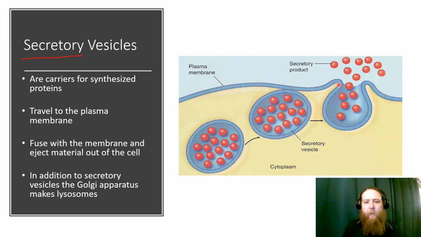So this can be used to get rid of wastes, to put proteins into the bloodstream. Like when you're getting adrenaline in your bloodstream, this is what's kind of the process that's happening. In addition to these secretory vesicles, the Golgi also makes lysosomes.